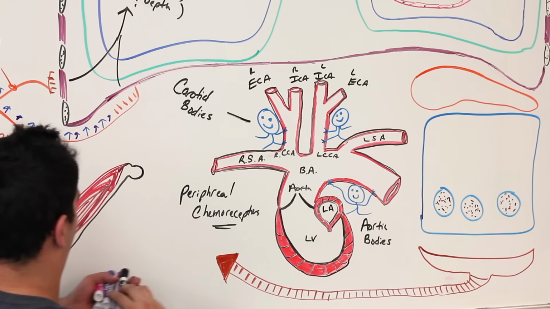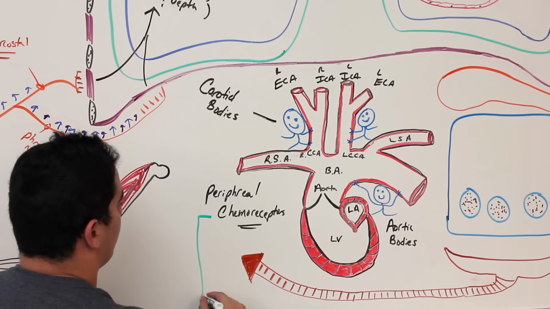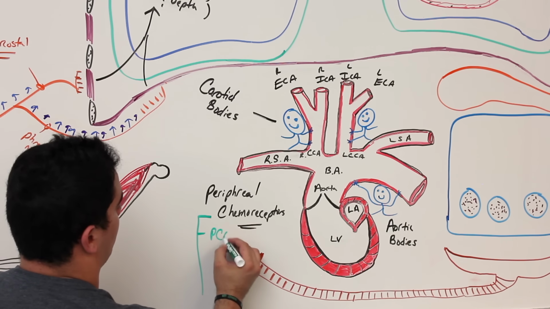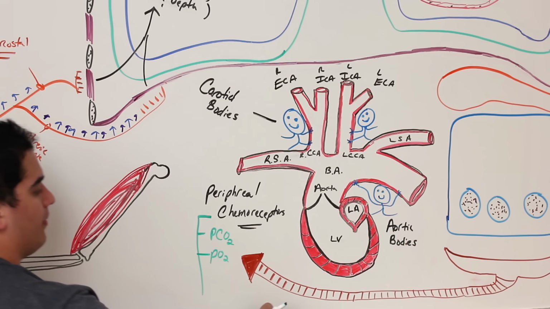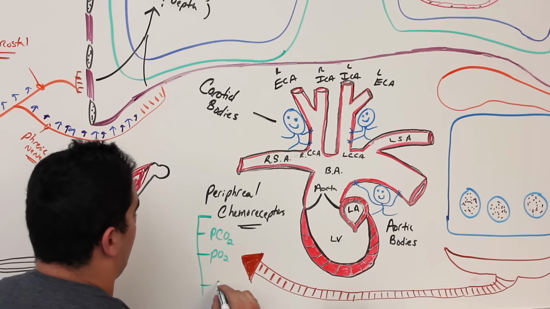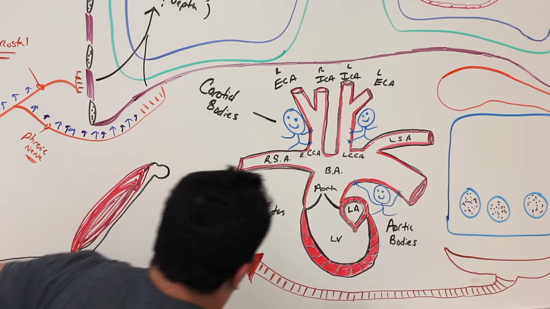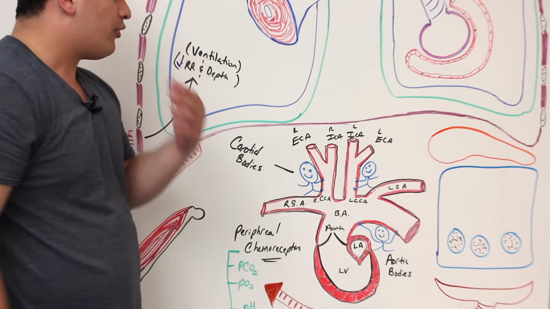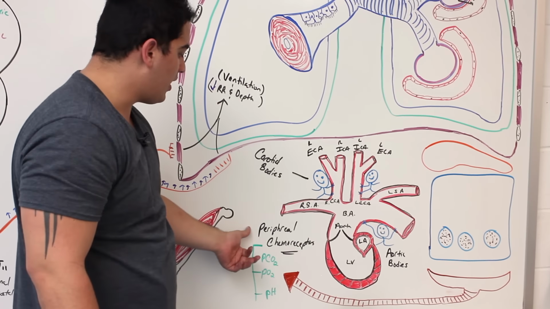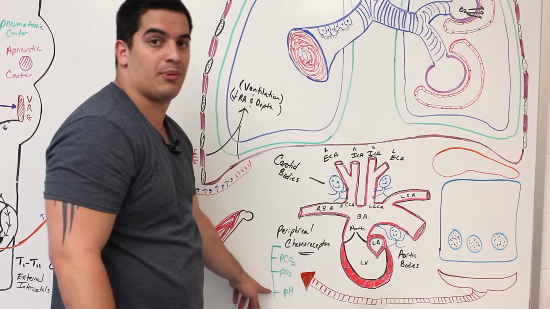Let me write those stimuli down. They can respond to the partial pressure of CO2. They can respond to the partial pressure of oxygen. And they can respond to the pH. But we're going to go into a little bit more detail on this. So the peripheral chemoreceptors are special because they can respond to CO2 changes, oxygen changes, and pH.